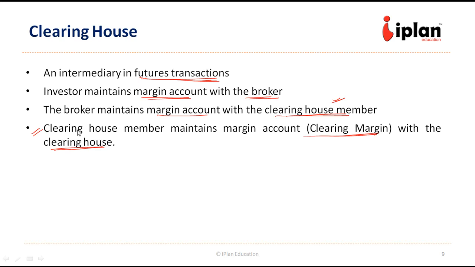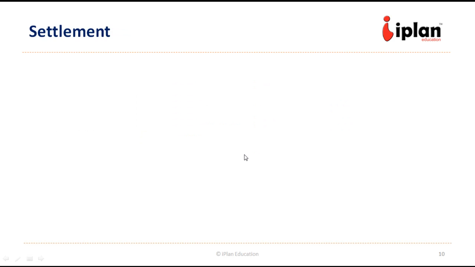So clearinghouse indirectly maintains all the margins, so it takes care of the possible losses so that it can adjust profit and losses of different members. So at the end of the trading day, the margin accounts for clearinghouse members are adjusted for various gains and losses in the same way as the margin account of investors are adjusted at the broker's place. So this was the broad idea about the clearinghouse mechanism.